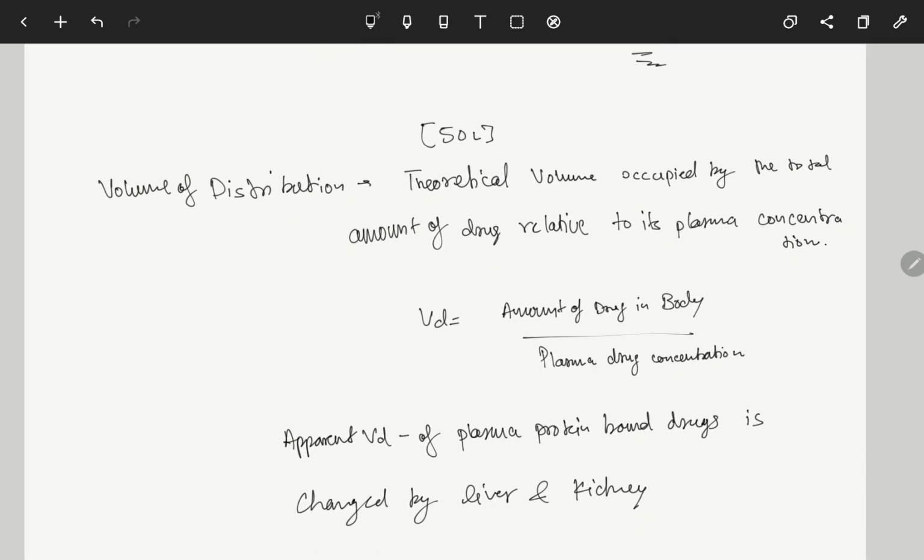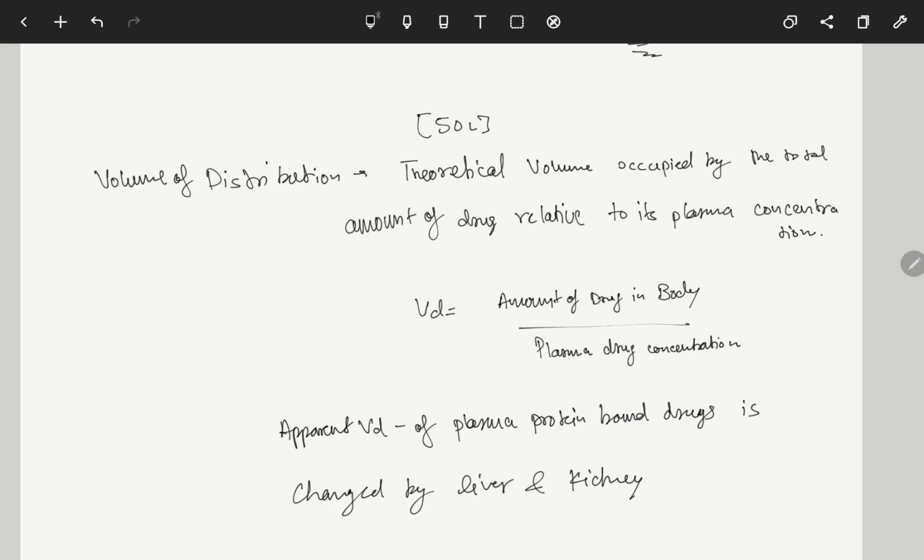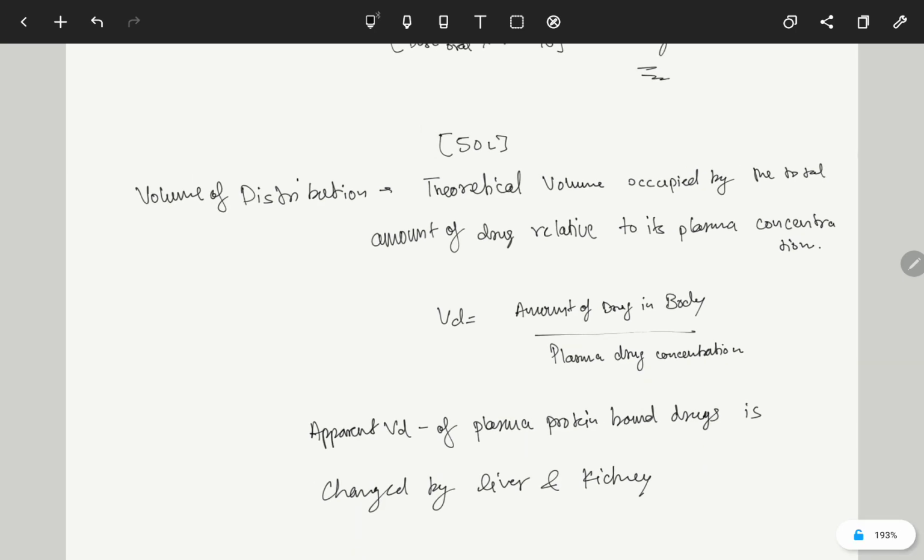Then there is this concept of volume of distribution. It is a theoretical concept. Suppose the blood volume is 5 liters, but the volume of distribution can be 50 liters. It is the theoretical volume occupied by the total amount of drug relative to its plasma concentration. How is this 50 liters? Because this is theoretical, volume of distribution is basically the amount of drug in the body divided by the plasma drug concentration.